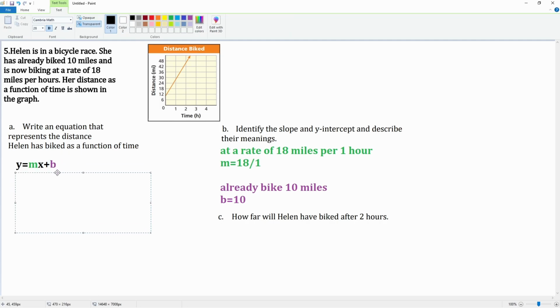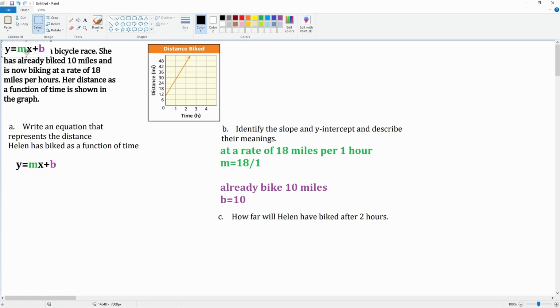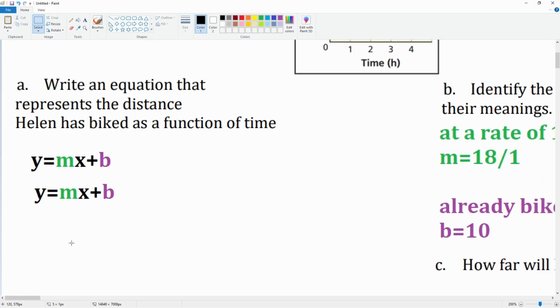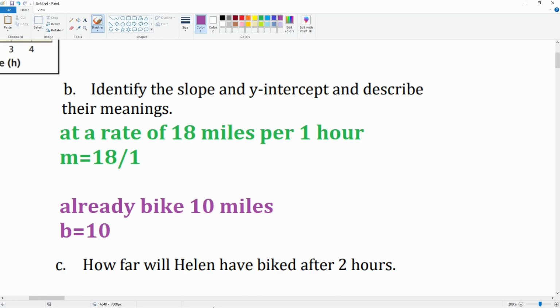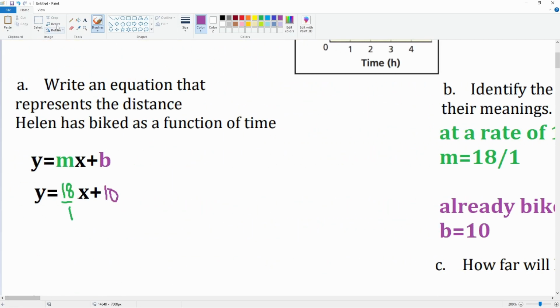All right, so this is y equals, same equation, y equals, but for the m, we erase the m and substitute in the value of 18 over 1, or we can just write 18 over 1. And then the y-intercept, which is b, is going to be a 10 here. So there you go. That would be the equation. And that is what b means and what it represents.